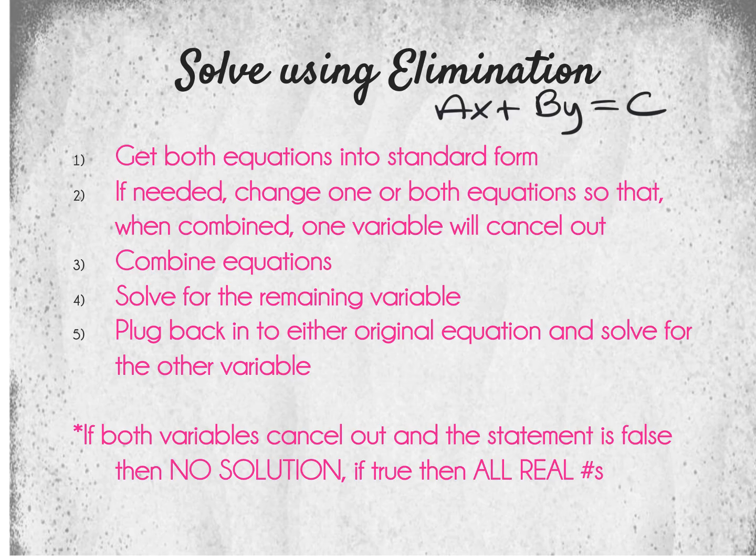Now, when we're doing the elimination method, we need to make sure that one of the variables, either the x's or the y's, have the same number but opposite signs. So that way when you combine the two equations, that variable will cancel out. Then after you solve for that variable, you'll plug it back in and solve for the remaining variable.